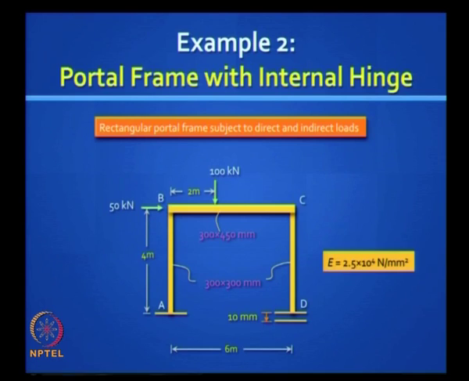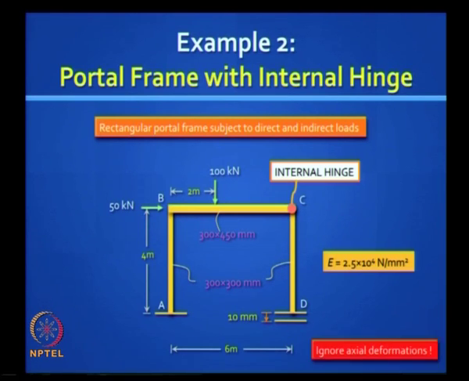Let's demonstrate for that same portal frame with an internal hinge. This is something we could not do in the slope deflection method, right? We couldn't do such a problem, but now you can in a matrix formulation. Is it clear? I have taken the same frame. We are going to ignore axial deformations, okay, make our life simple, but we have got a hinge there.